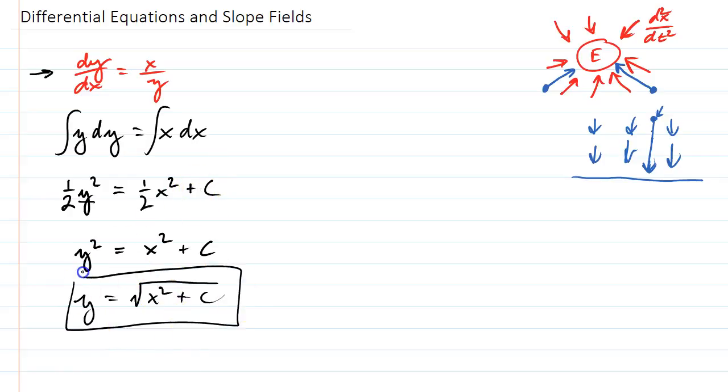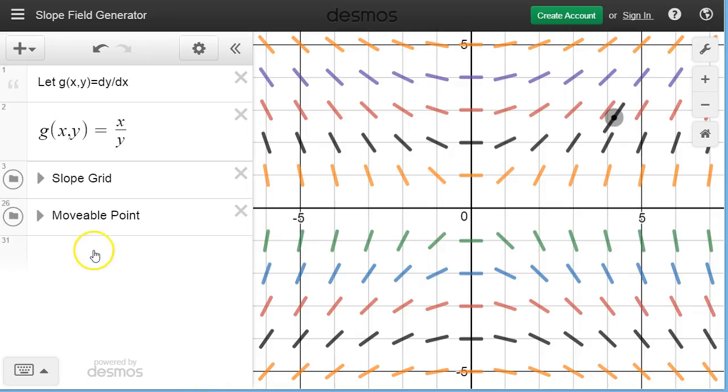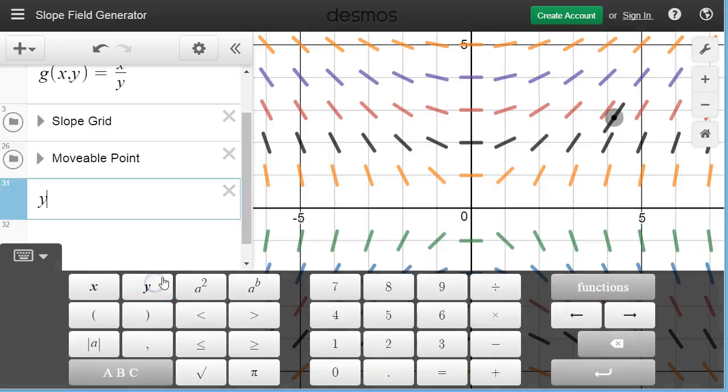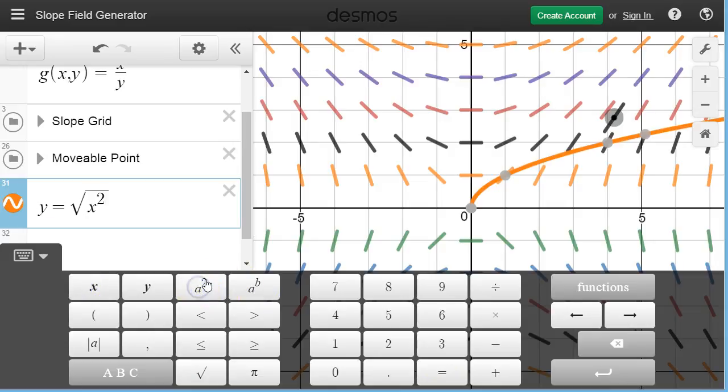This is the equation for my line. So this c here represents some starting value. So for example, when you have something that you're dropping from like a tower, often this c would represent like your starting height. So it depends on the context. Let's go back to Desmos here, and let's just write y equals the square root of x squared, and let's just throw a c in here, like plus 2.